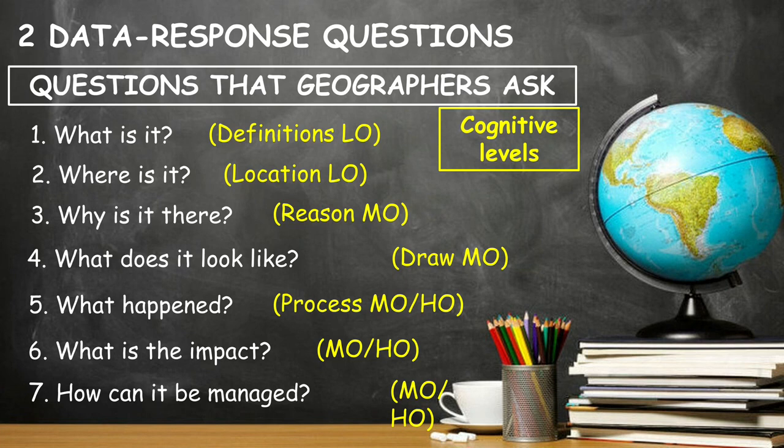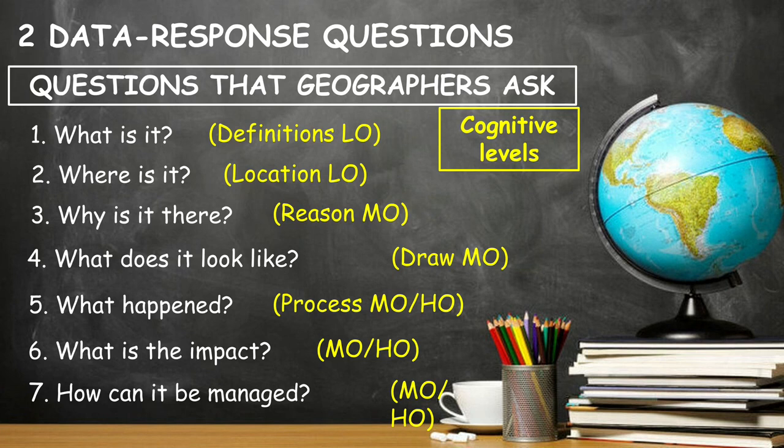This is a middle order question where more reasoning is involved. I need to think. What does it look like? Often I've got to draw or I've got to describe what it looks like. Once again, a middle order question. What happened? How did this mudslide occur? What caused this mud to come sliding down the slope? Here you need to explain a process.